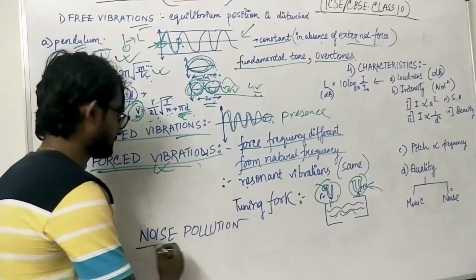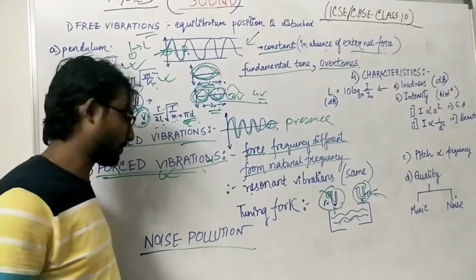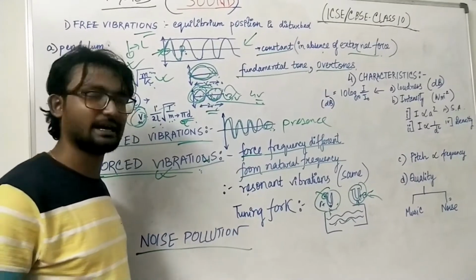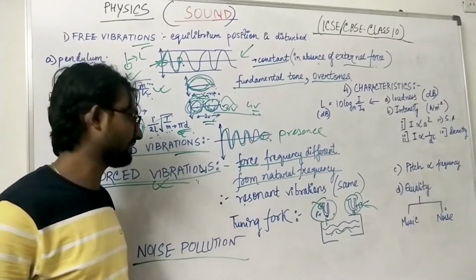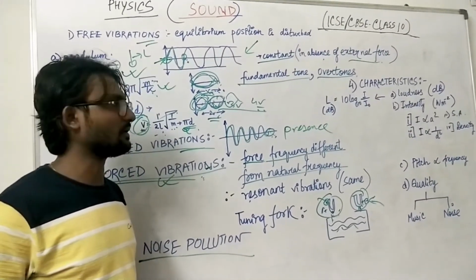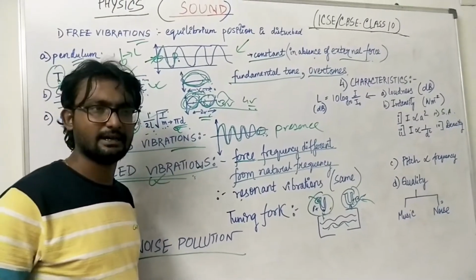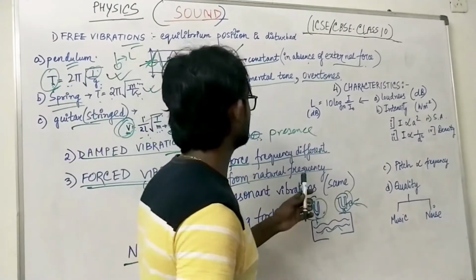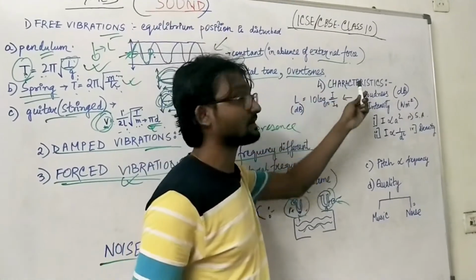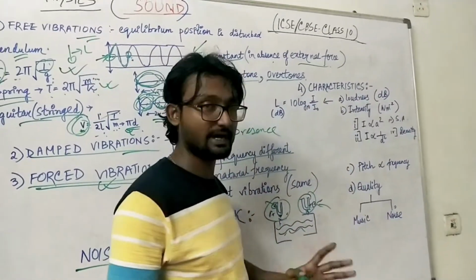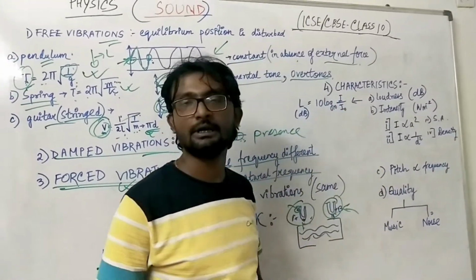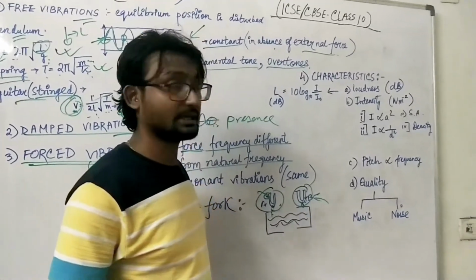Then you have to do a little bit of the theoretical part, noise pollution. You can read this from any textbook you have: how noise pollution is caused, what noise pollution is, and how you can curb it. Now, number 4, what are the characteristics of a sound? You guys have to remember some of the topics that I will cover right now.